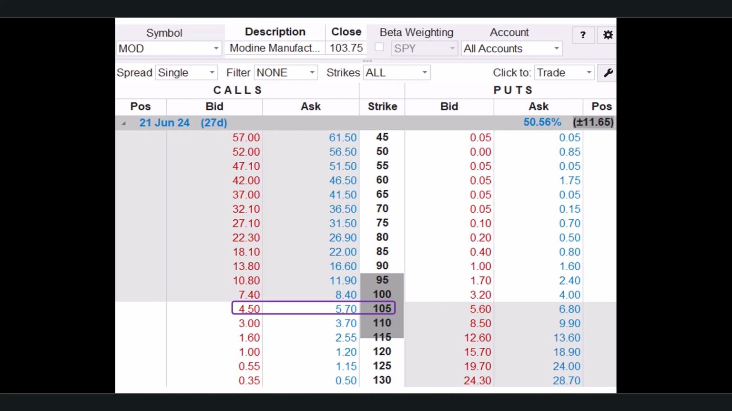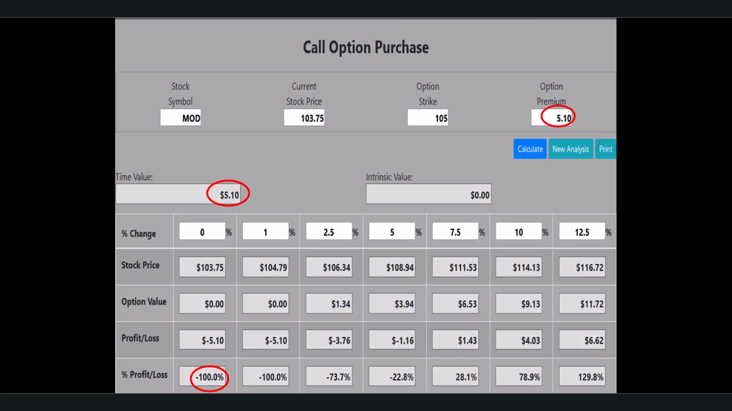Let's take a look at the profit potential for purchasing the 105 strike call, which is the closest strike to the current price of the stock. The bid-ask spread for the 105 call is 450 to 570. We try to enter at the midpoint, so we'll use 510 as the buy price. Our call option calculator shows the profit potential for this call based on MOD price changes at option expiration from flat to a 12.5% increase in price.